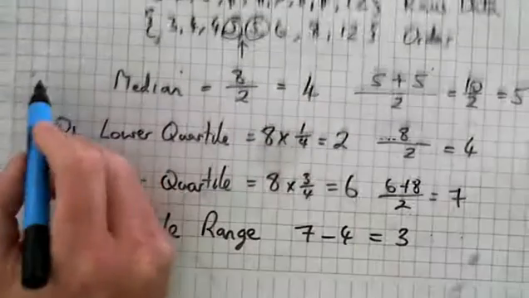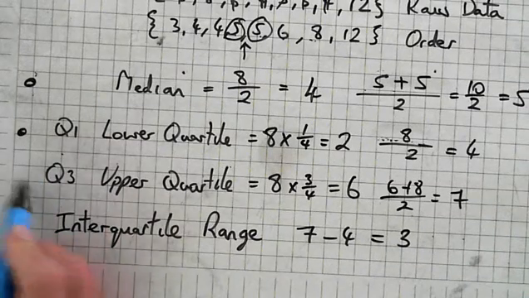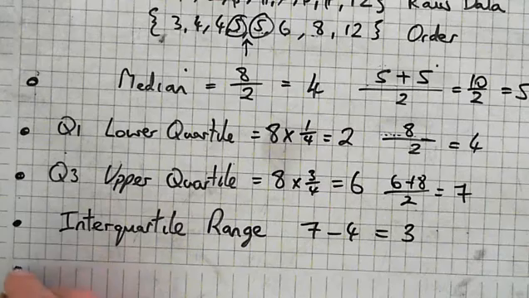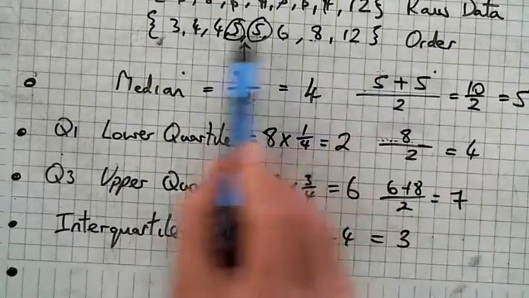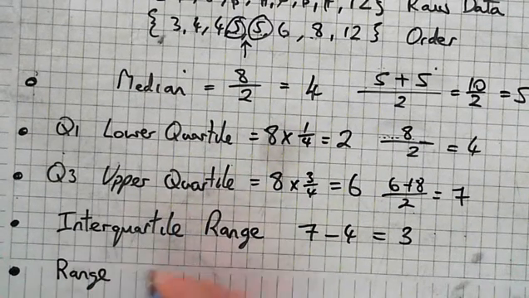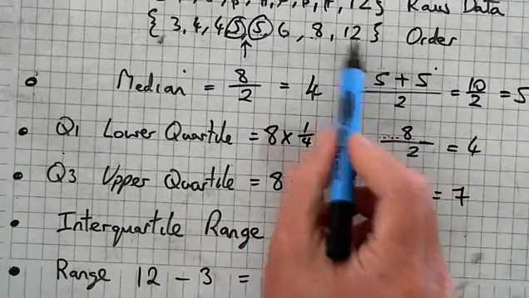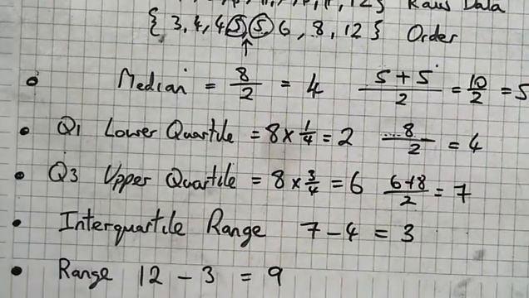Okay, so you got the median, lower quartile, upper quartile, interquartile range. And what's the range of the data? What's the highest minus the lowest? The highest is 12, the lowest is 3. The distance from the highest to the lowest, the range of the data, is 9.